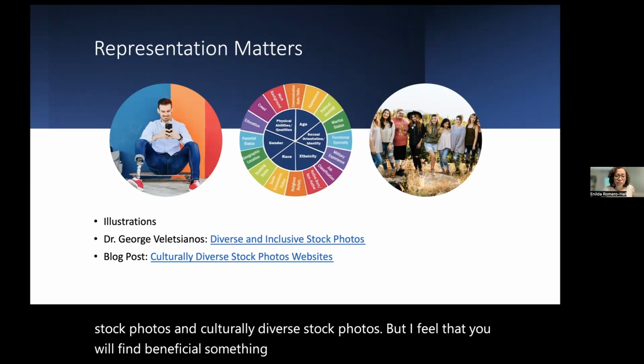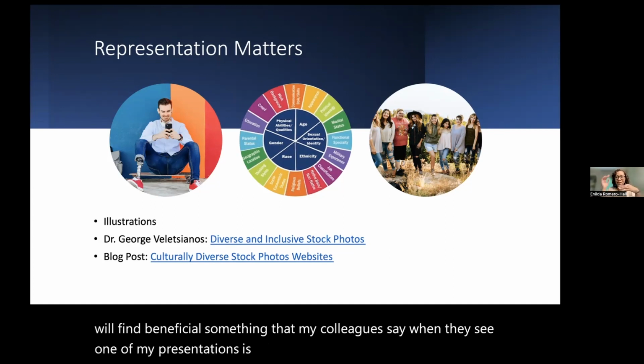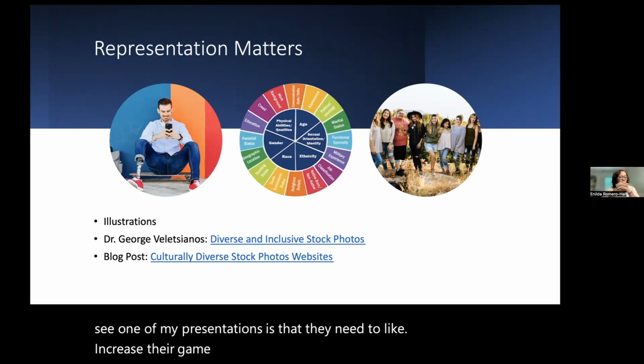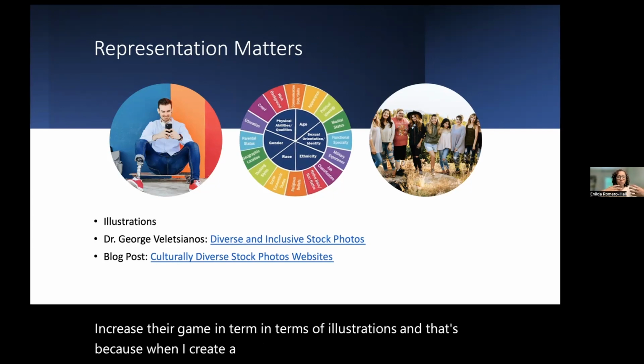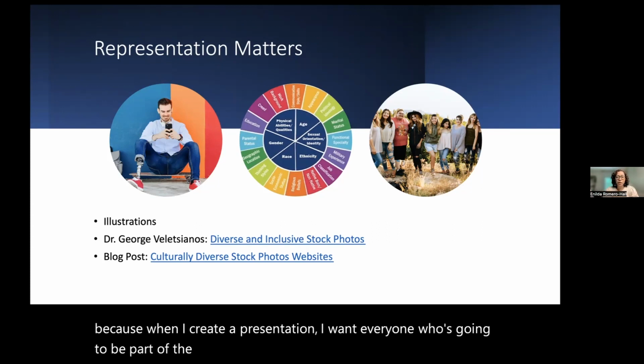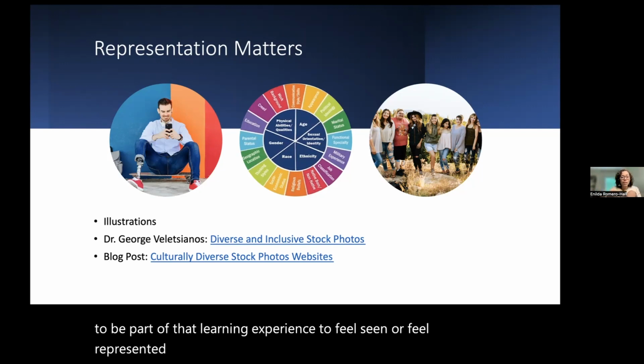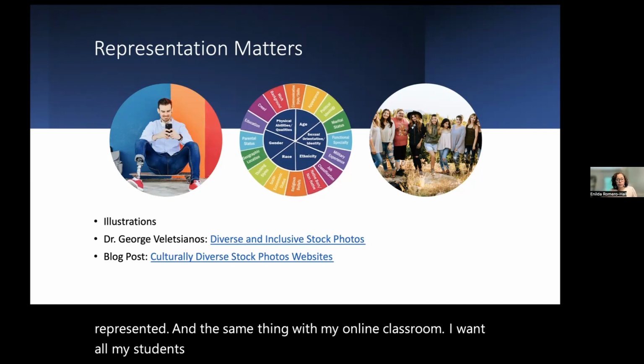Something that my colleagues say when they see one of my presentations is that they need to increase their game in terms of illustrations, and that's because when I create a presentation, I want everyone who's going to be part of that learning experience to feel seen or feel represented. And the same thing with my online classroom. I want all my students to feel seen, to feel represented.